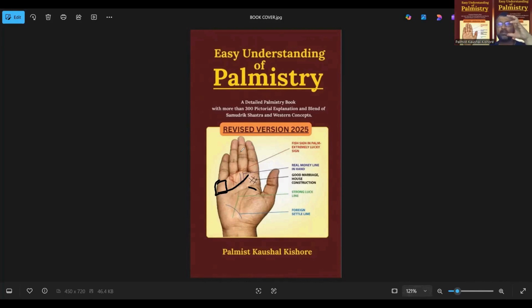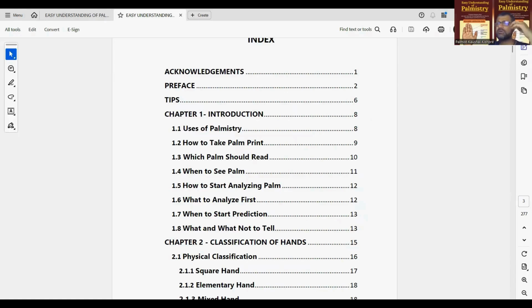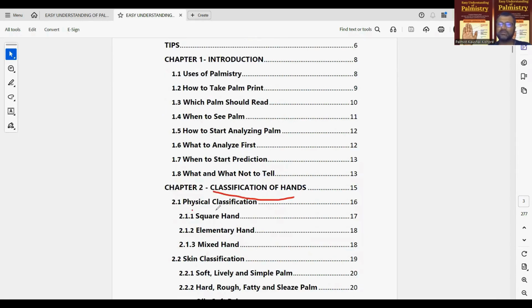I want to show you my book, what all the things covered in the book and what all the pictures and everything covered in the book. So you will have more clarity about the things mentioned in the book. See, what are the points I have covered? I have covered uses of palmistry, how to take palm print, which palm should be read, what to analyze first, all basic introduction of palmistry here. Then if you go down slowly and gradually, you will see the classification of hands, physical classification, square hand, elementary hand, mixed hand, and other things are covered in the book.